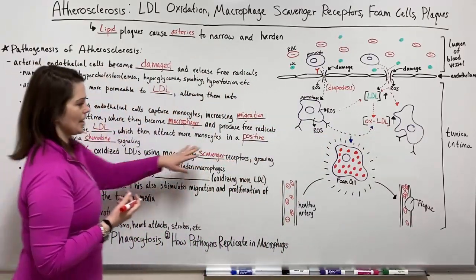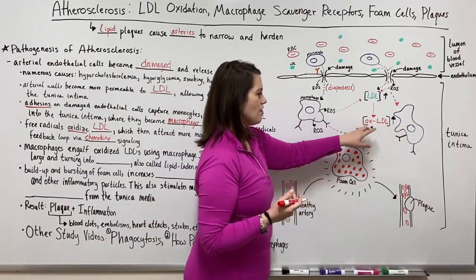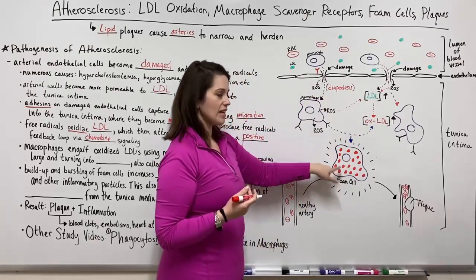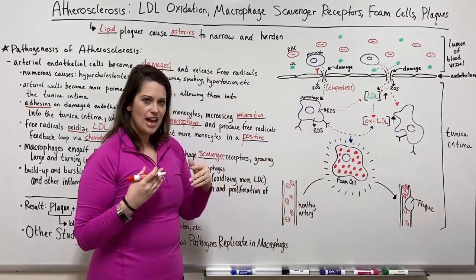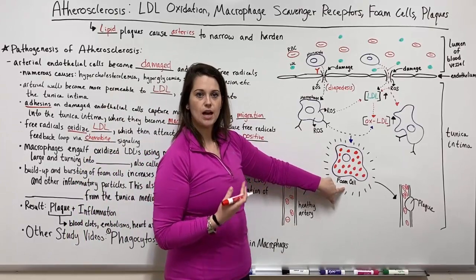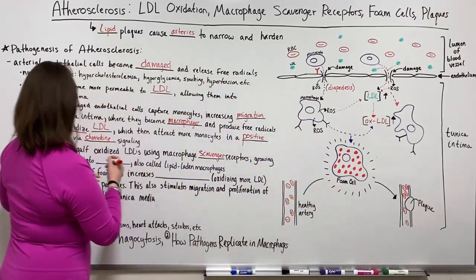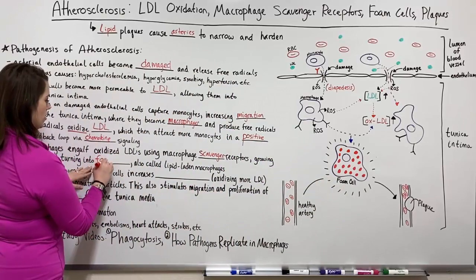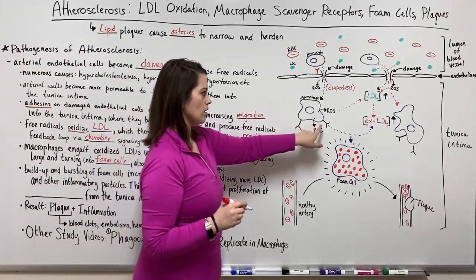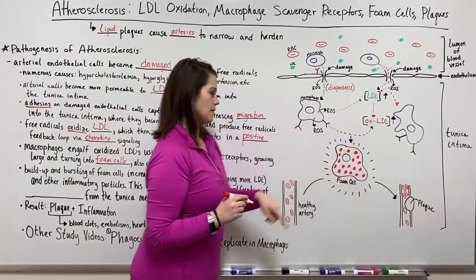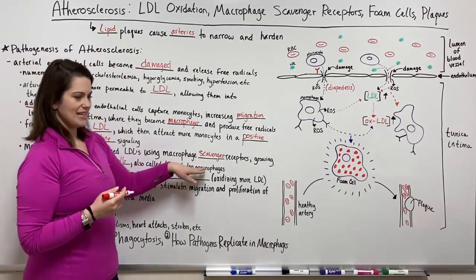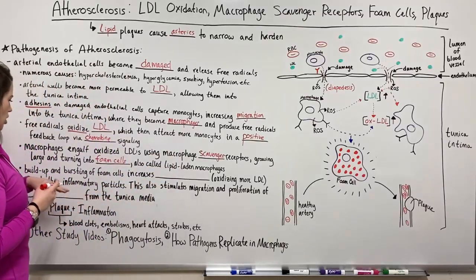And what you end up getting is that these macrophages engulf so much of this oxidized LDL that they really increase in size, and they start to have a foamy appearance. We call these foam cells because of that foamy appearance. And so that is what the macrophages turn into. They engulf the oxidized LDLs using their scavenger receptors, and that turns them into foam cells. Another name for the foam cells is lipid-laden macrophages. Sometimes you hear that term instead.